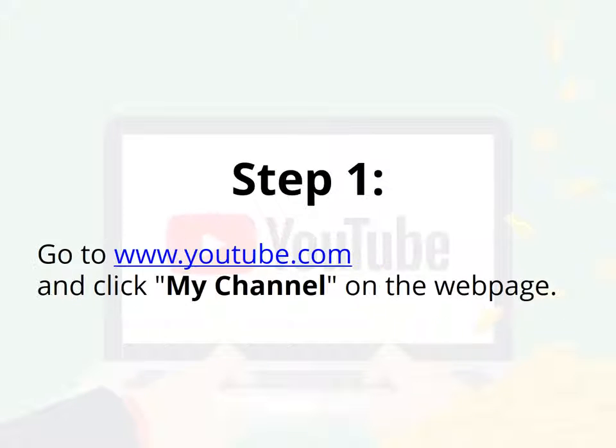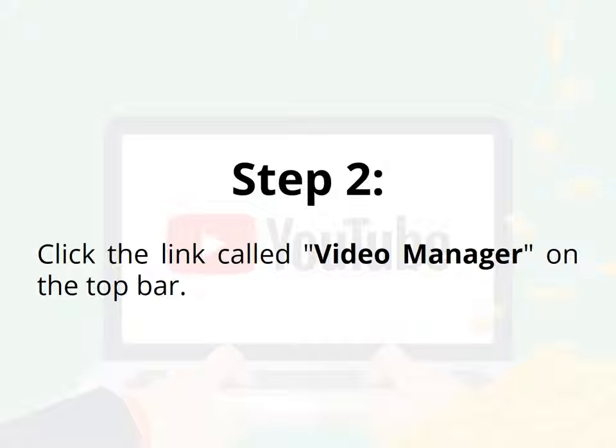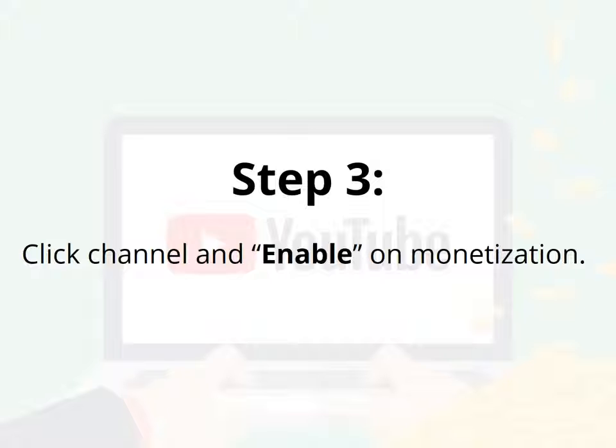Step 1. Go to www.youtube.com and click My Channel on the web page. Step 2. Click the link called Video Manager on the top bar. Step 3. Click Channel and enable on monetization.